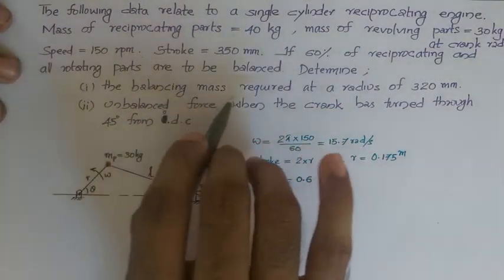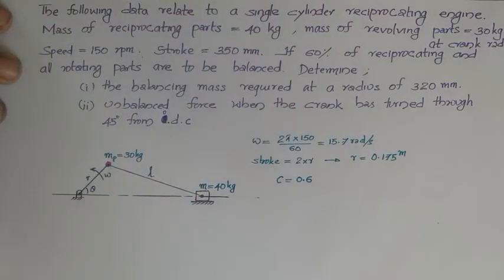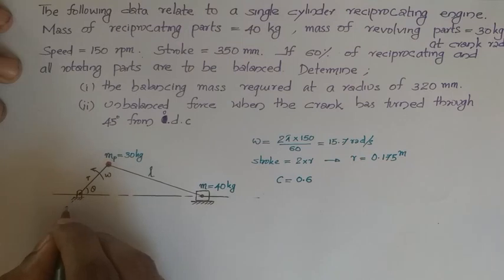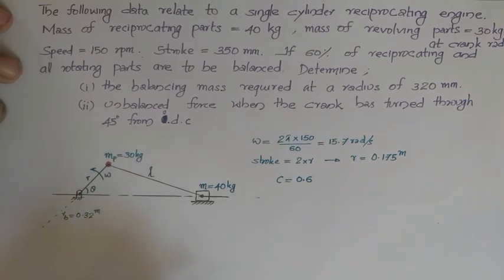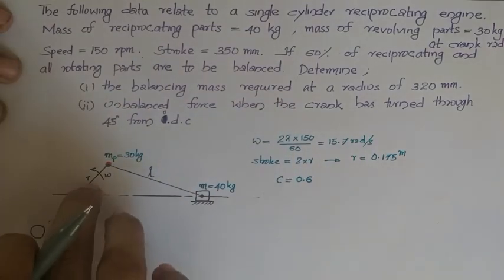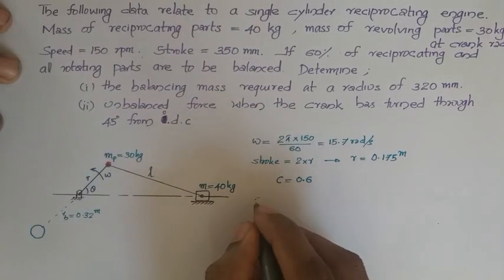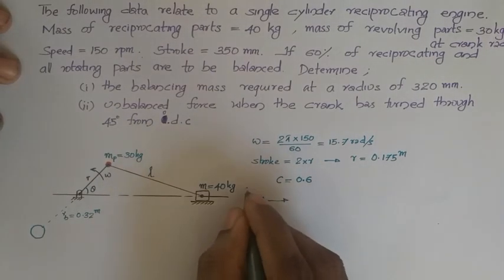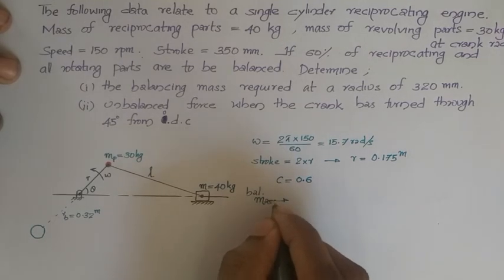Then we have to determine the balancing mass required at a radius of 320 mm. Here crank radius is 175 mm, but we will be balancing these masses at RB equal to 320 mm or 0.32 meter. So you have to find the balancing mass required at this radius. If you were placing this balancing mass at the same crank radius R, then the total balancing mass required is equal to the balancing mass at crank radius required.